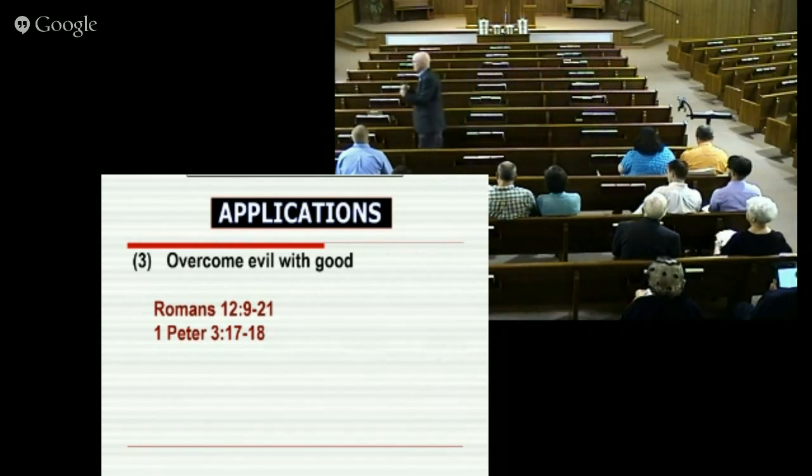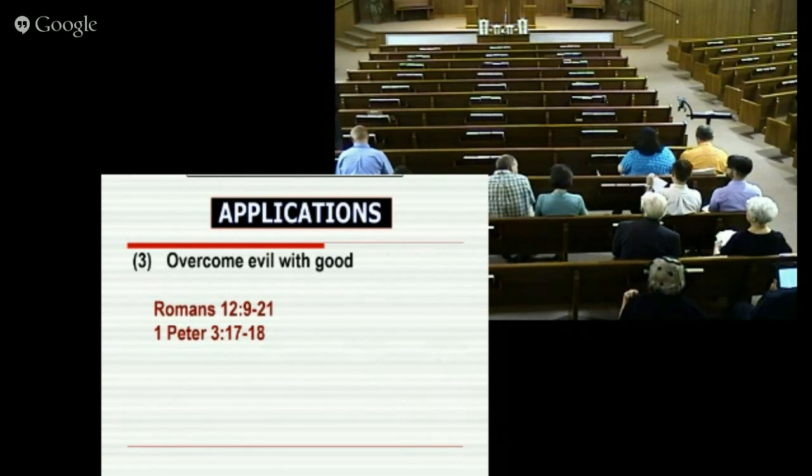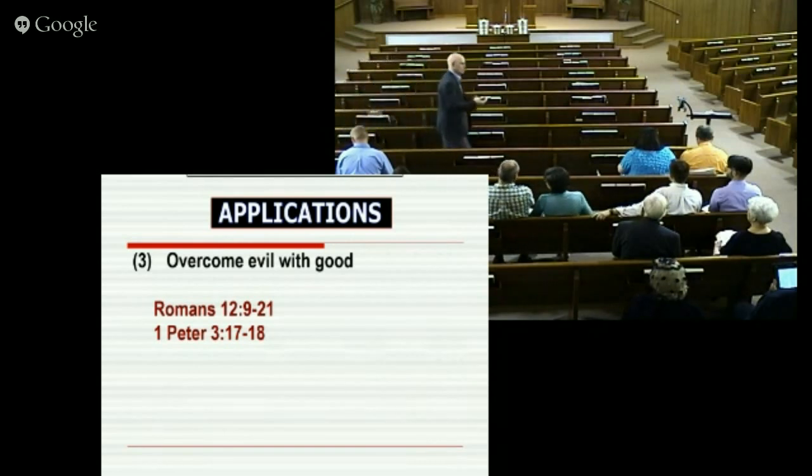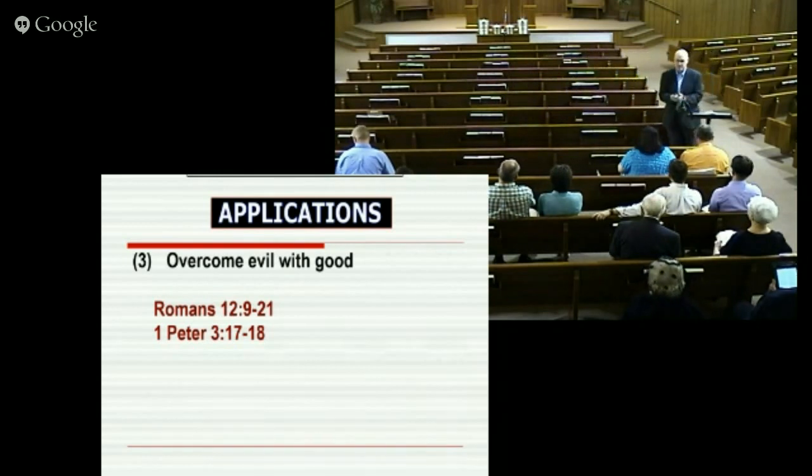Don't be overcome with evil, but overcome evil with what? With good. Okay, and that's exactly what David did. David had a chance to be overcome with evil. Saul was there, he could put an end to all this. He didn't. He overcame evil with good. Big lesson for us up there to think about. Don't get caught up in evil around us.